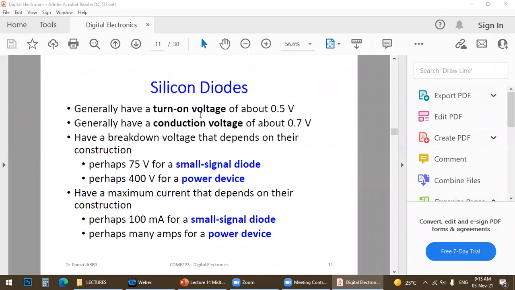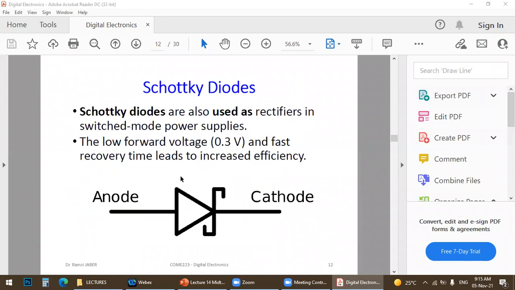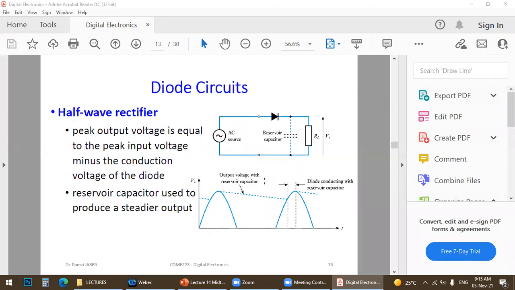We have some definitions about silicon diodes. We have another type of diode called the Schottky diode, whose forward or threshold voltage is 0.3 volt, not 0.7 volt. This diode is used in communication applications.